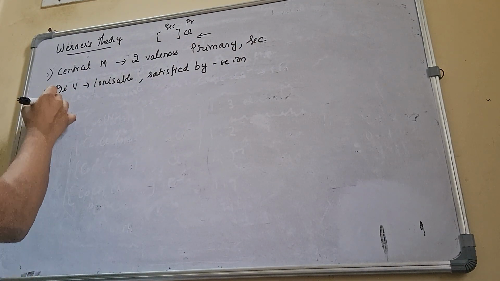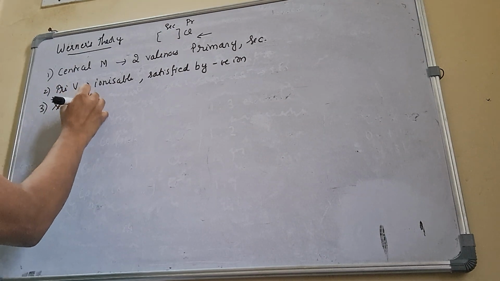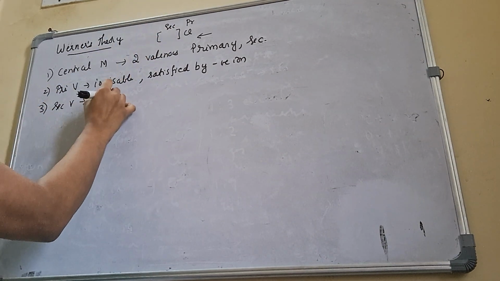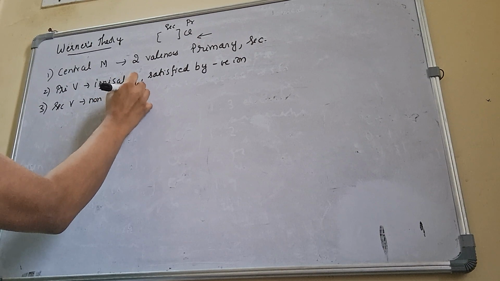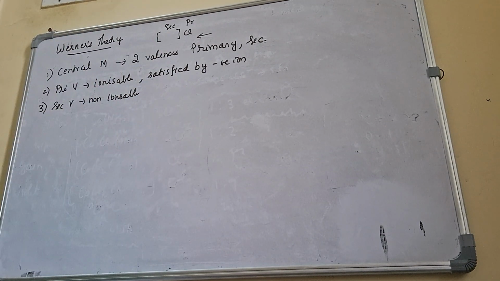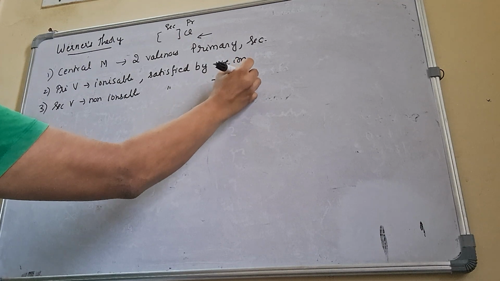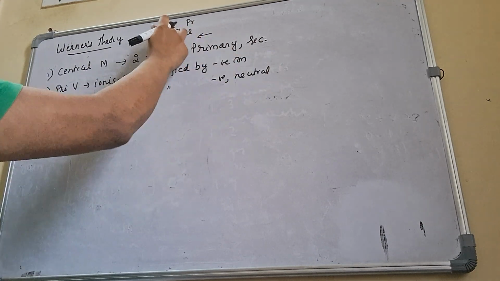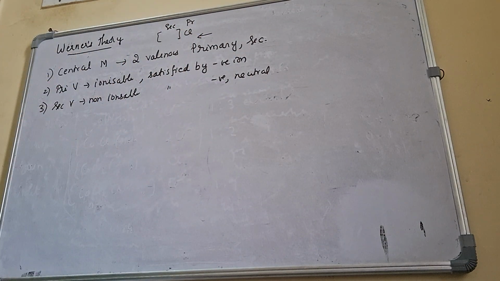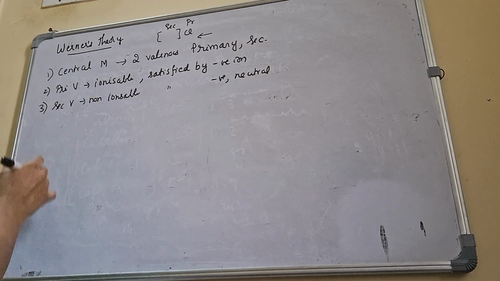Next, the secondary valencies are non-ionizable because they are within the complex. If you do the test, it will not give a positive result because they are not ionizable. They are satisfied by either negative or neutral ligands, because inside you can have a neutral or a negative ligand since the metal is positive. I hope that part is clear.